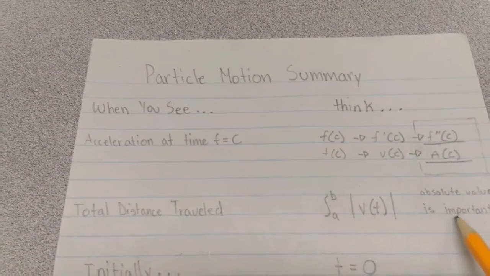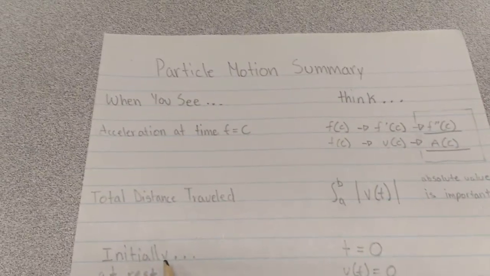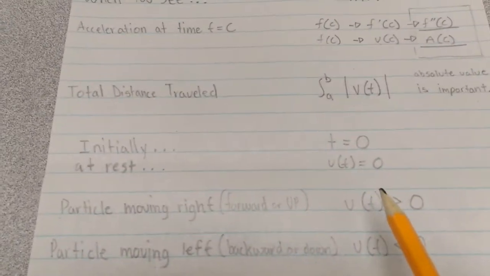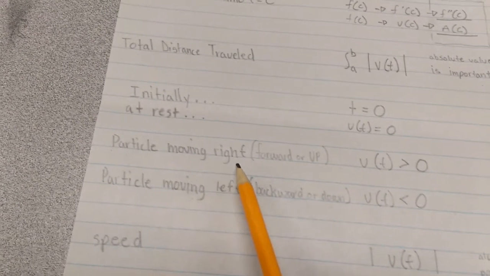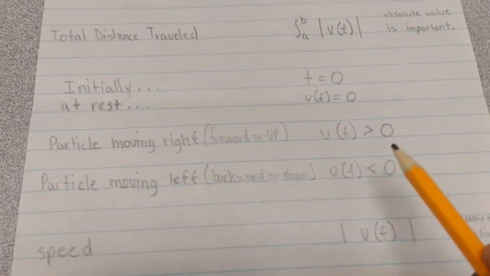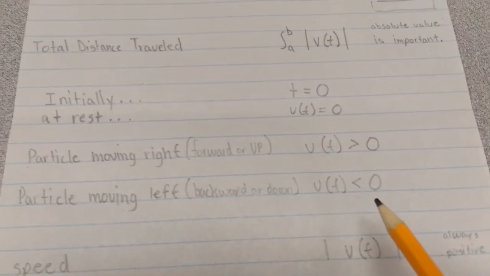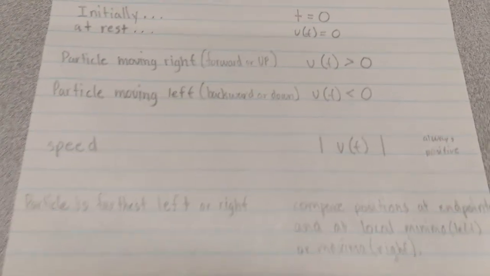The absolute value is important because everything has to be positive. When you see initially, that means time is 0. And at rest is when velocity equals 0. When you see that the particle is moving right, that means velocity is greater than 0, or it is positive. And when the particle is moving left, the velocity is less than 0, meaning it is negative. When they ask for speed, that's just the absolute value of velocity, because speed is always positive.